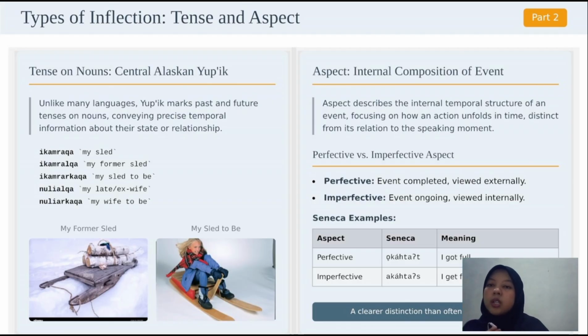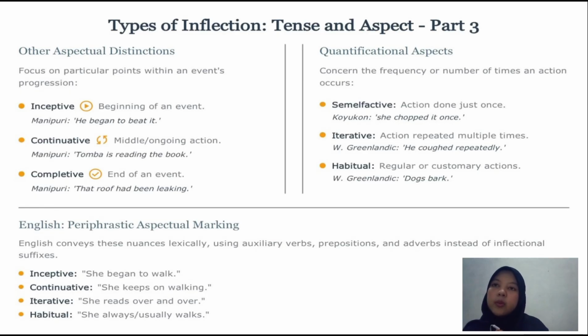This language shows a clearer distinction than English. So for the next slide, I will explain other aspectual distinctions.